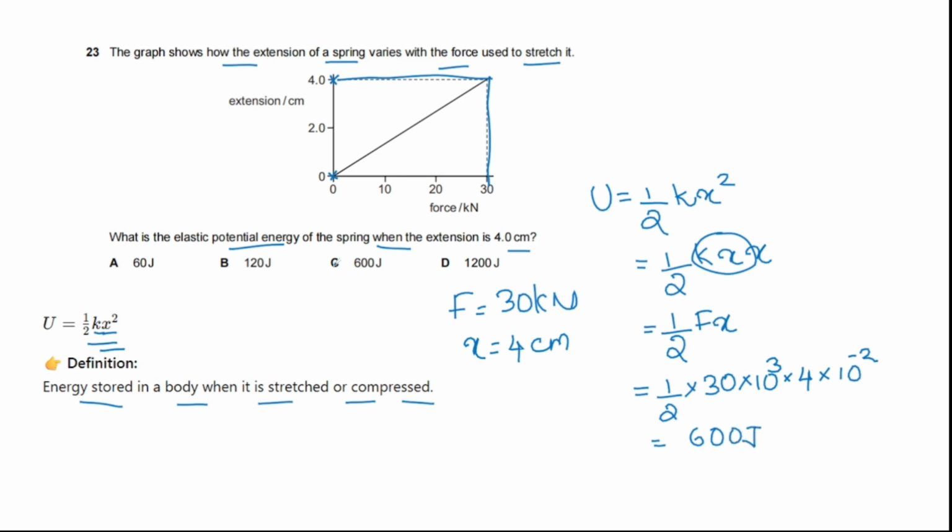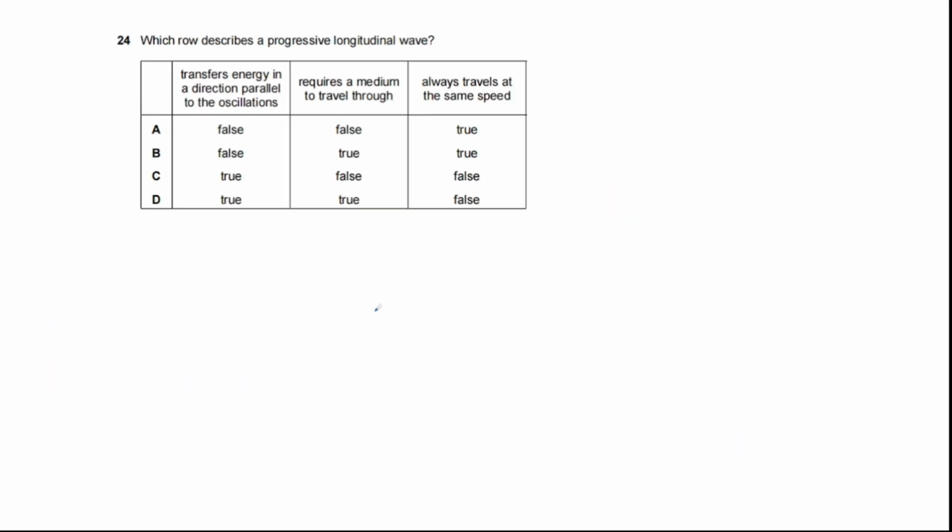So the correct option is option C. Question number 24. Which row describes a progressive longitudinal wave? So first one is transfers energy in a direction parallel to the oscillation. Since it is a longitudinal wave, it is parallel, so it is true.